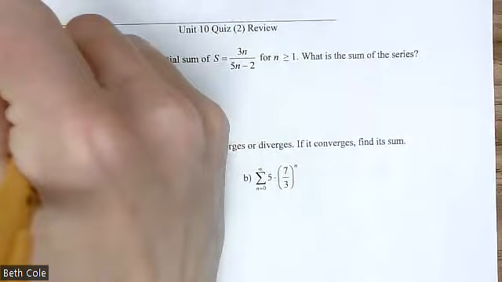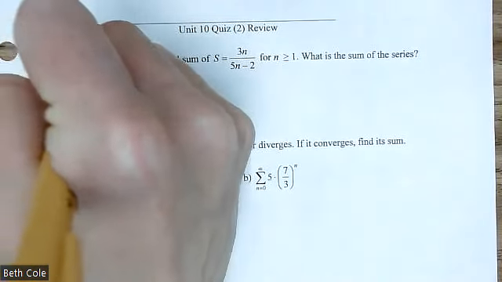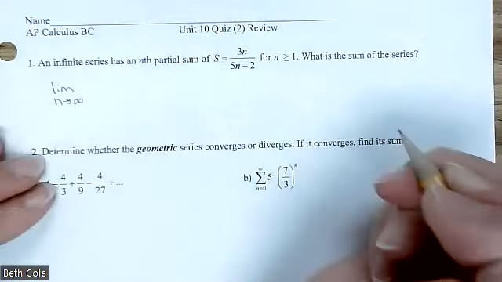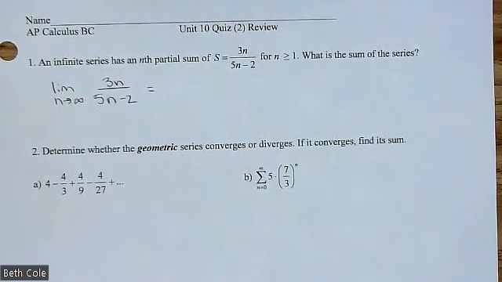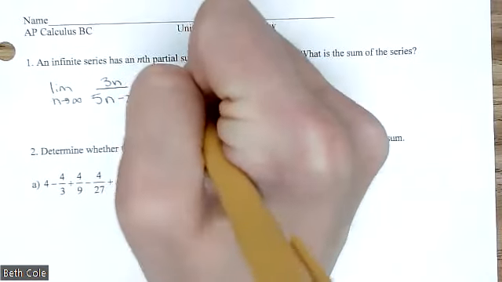All right, an infinite series has the nth partial sum. What is the sum of the series? So we're just going to do the limit as n goes to infinity of that, and that will give us our answer. You're just taking this out forever and ever. So what would that limit come out to? 3/5.